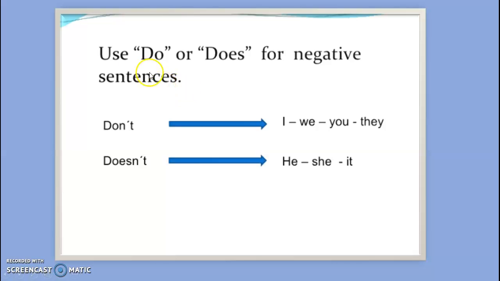Also, we use do or does for negative sentences. Like this, we use don't for I, we, you, and they, and we use doesn't with the third person, he, she, and it. Don't and doesn't are the contracted forms. So don't is do not and doesn't is does not.